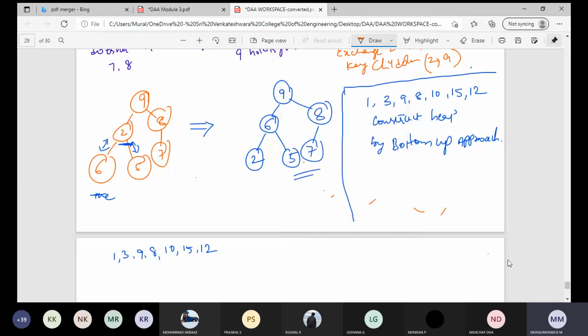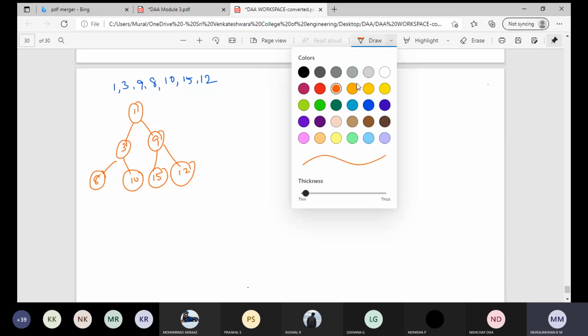Okay, so what is our first step? The first step says construct a tree for this in the given order. So if I construct, we'll get it like this, right? 3, and here 9, here 8, here 10, here 15, and here 12. So this is the graph given for us. Now we should check for parental dominance from the last node.